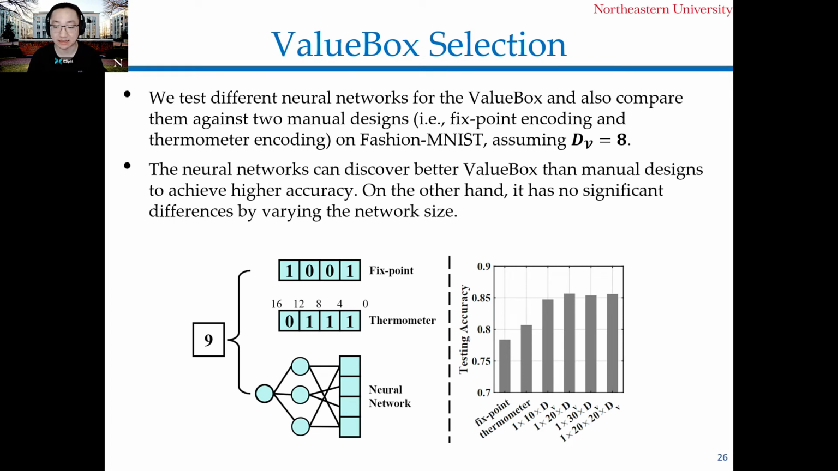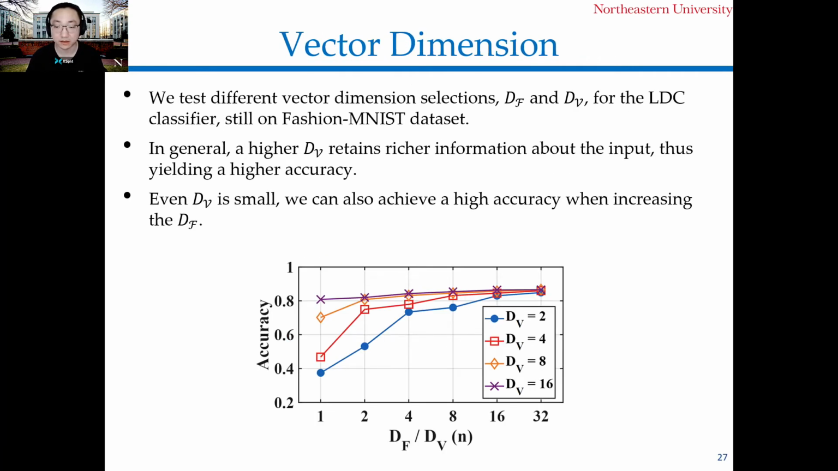First, we validate the effectiveness of our neural network shaped value box. And the result shows that the neural network structure can discover better value boxes than the manual designs to achieve higher accuracy. But on the other hand, it has no significant differences by varying the network size. And then we explore the dimension selection on the feature and value hypervectors.